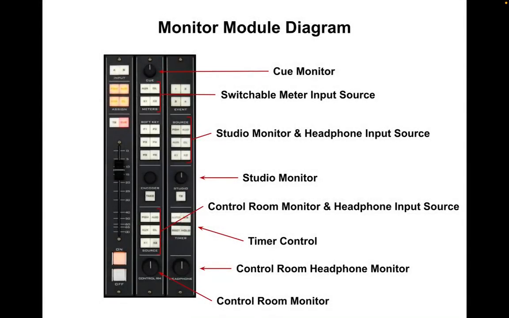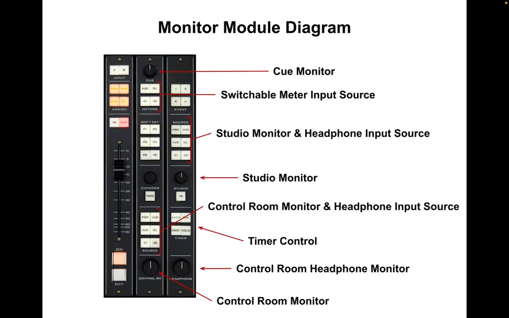Some control rooms are accompanied by a separate adjoining studio for talk shows or multiple microphone applications. In that setup, the master control console would also have a studio monitor, which controls the volume of the secondary studio speakers, and a studio monitor and headphone input source, which controls which audio source is heard through the secondary studio speakers and headphones. The Q monitor controls the volume of the external Q speaker.